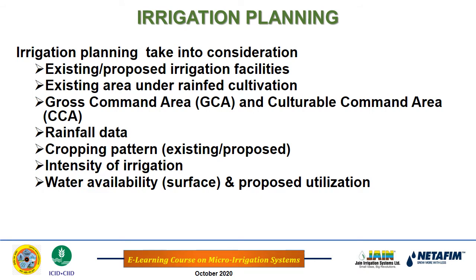Based on the total area which we would be covering, considering cropping at a particular time, if the same area is getting 3 crops, we will have to count it thrice. So any area which we would be covering through different crops at different times of the year, divided by the culturable command area, would give us the intensity of irrigation. Now, what is the water availability?